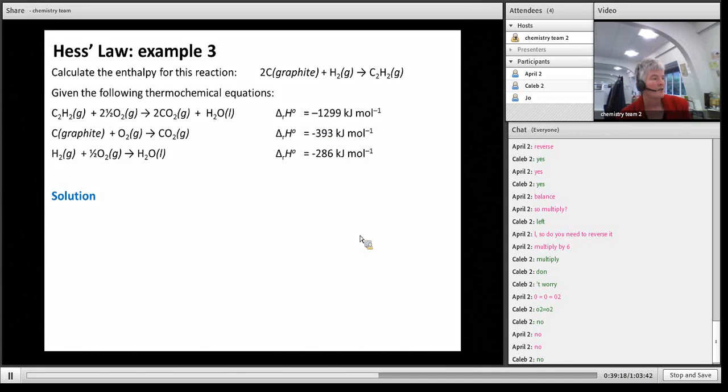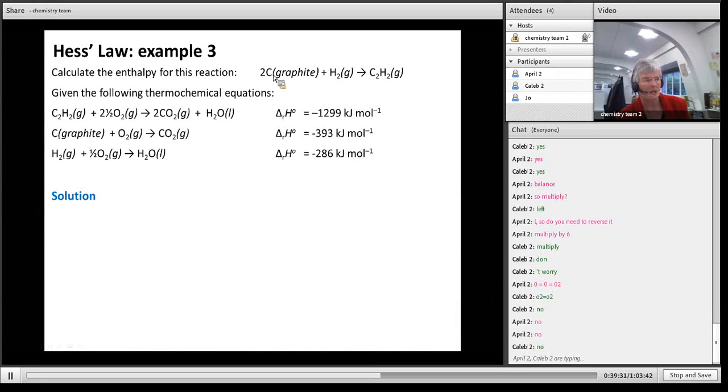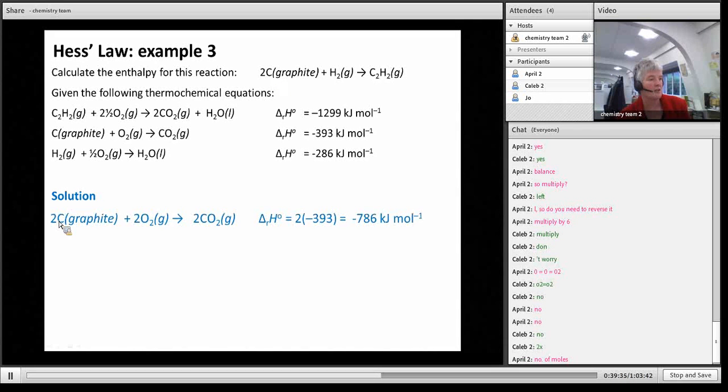Okay, so starting with that, and we're starting with this because I've got graphite on the left, and I need graphite on the left. What is the difference, though, between this graphite and that one up there, in terms of the equation? I have to multiply it by 2. So there you go, multiply everything by 2. Don't just multiply graphite by 2 and not oxygen and not carbon dioxide. Everything has to be multiplied by 2, including the value. Okay, correct, April and Caleb, both of you.